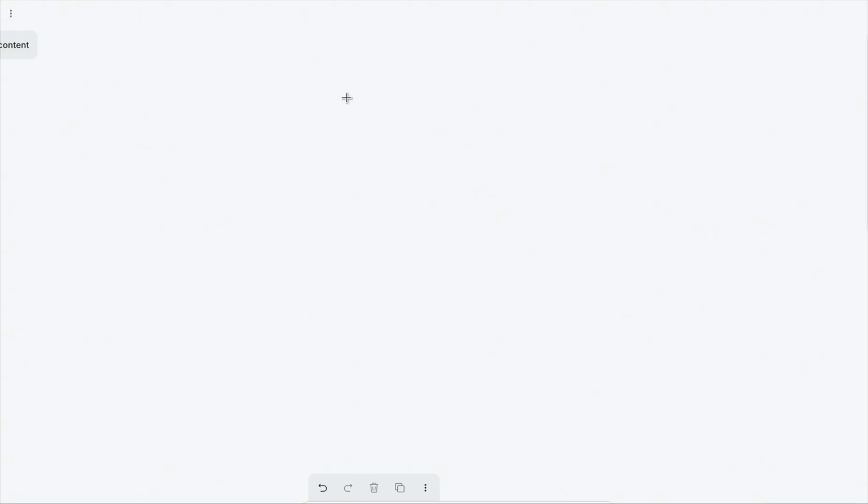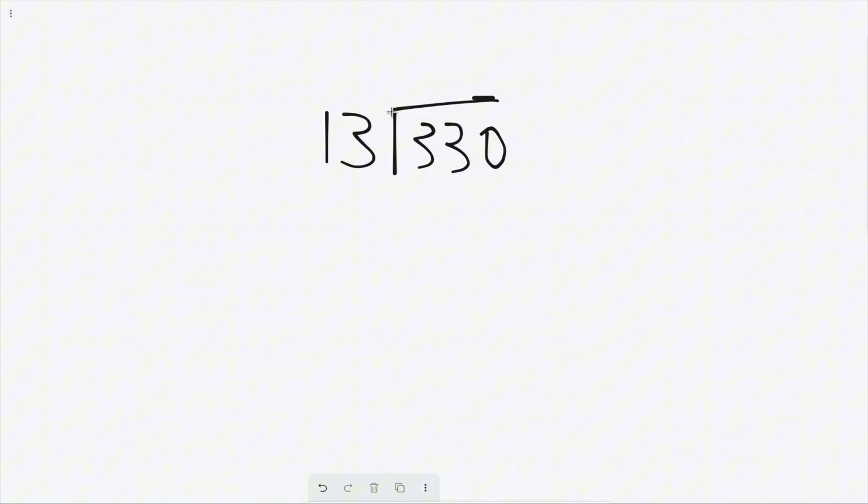Let's see if you guys can do this one by yourselves. Let's say 330 divided by 13. Give you a minute to think. Pause. Okay, so let's see. How much times can 13 go into 3? 0 times, so we don't do anything. How much times can 13 go into 33? 2 times, so we have 26 on the bottom. 33 minus 26 is 7. We bring down the 0.